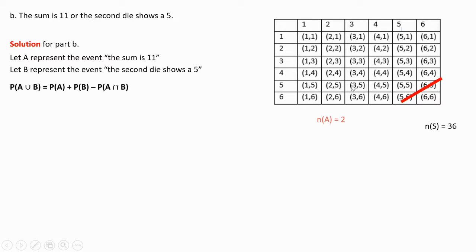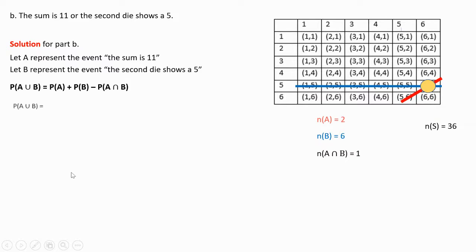It's going to be 1,5; 2,5; 3,5; 4,5; 5,5; and 6,5. So it's going to be all those. How many are there? 1, 2, 3, 4, 5, 6. And then where do they intersect? They intersect right there, so it's going to be 1.